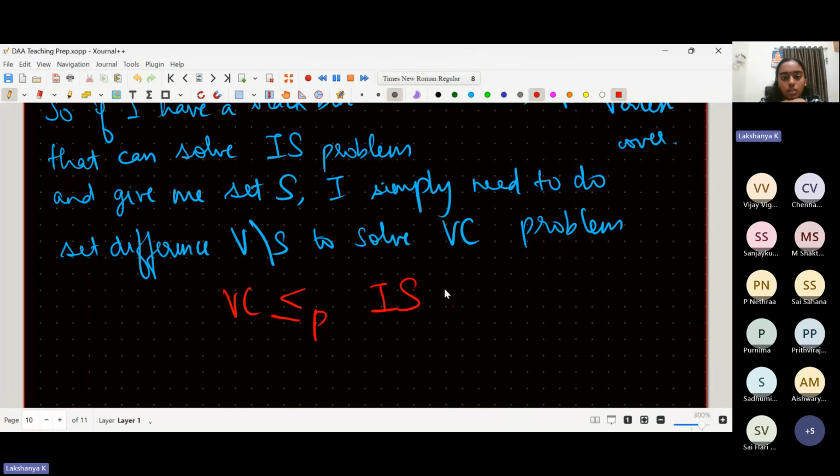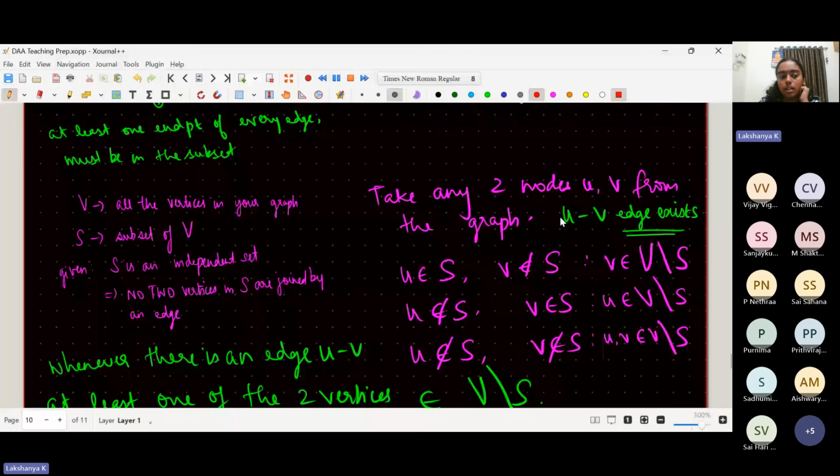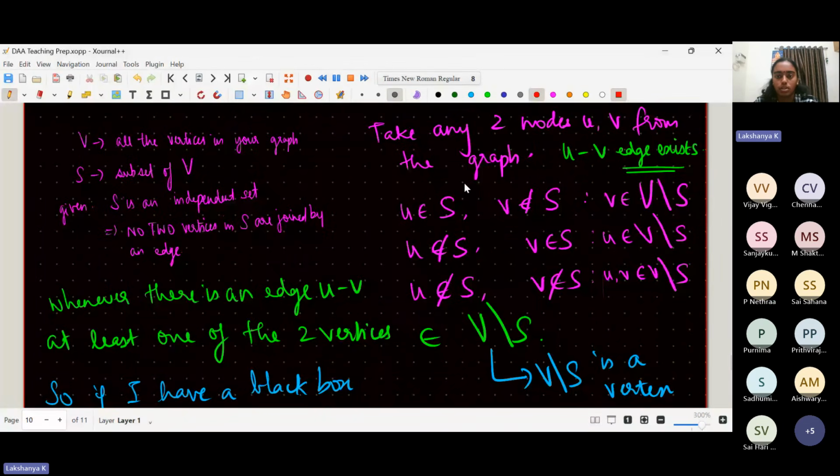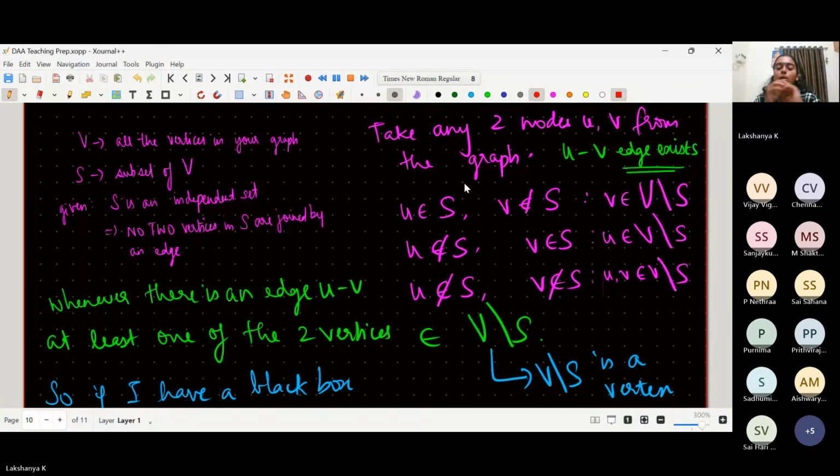So yeah, you take S as your independent set. It's a subset of your vertices. Whenever you consider any two nodes from the graph in S, it is not possible that they are connected by an edge. So for any edge in your original graph, both the nodes cannot belong to set S because it is an independent set. The whole idea of an independent set is both the endpoints of an edge cannot belong there. So at least one should be in V minus S. Correct?